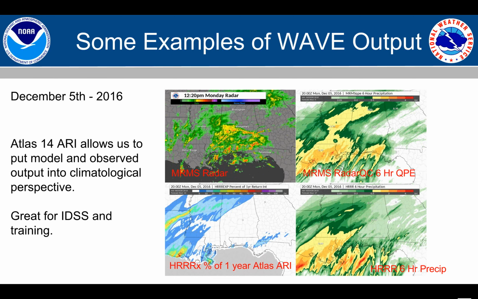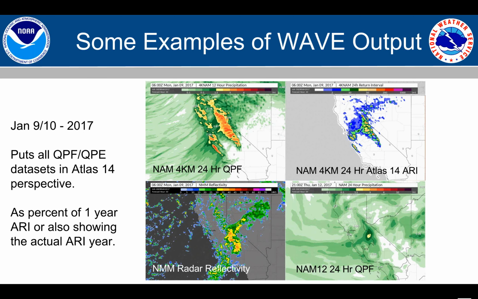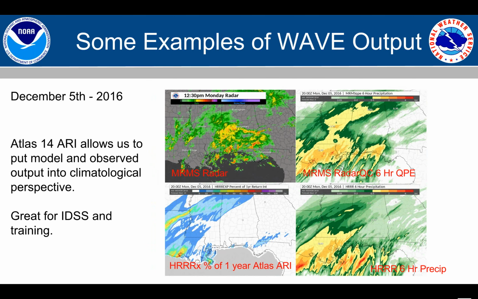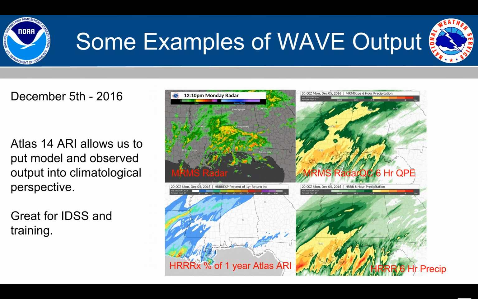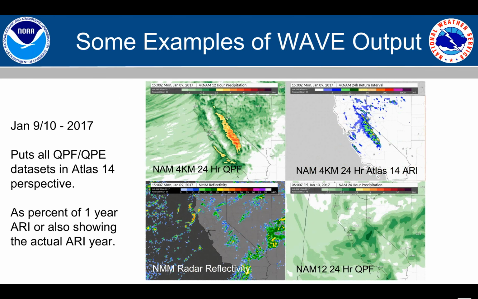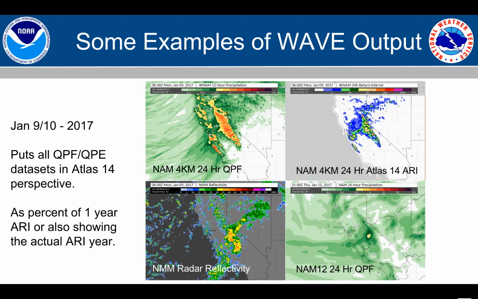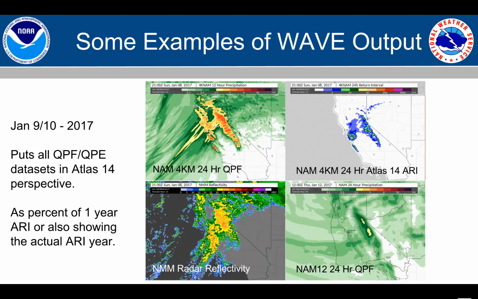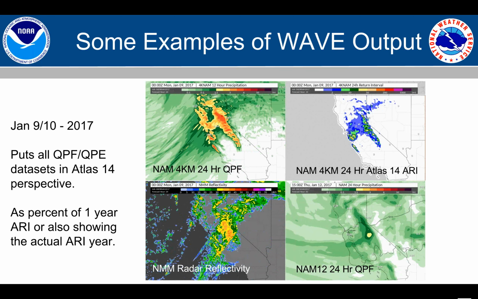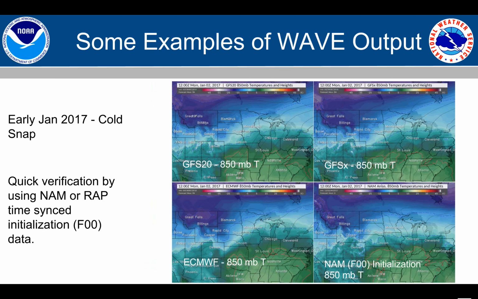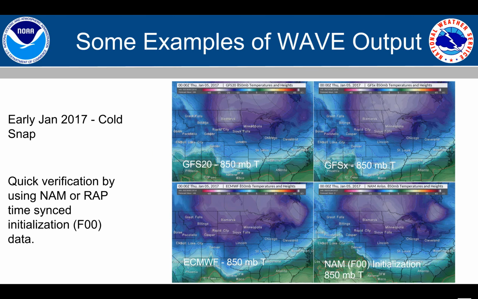So on that screen, we were putting it as a percentage of a 1-year ARI in the bottom left. In this one, the other way you can view it in WAVE is it actually plots the return interval itself. So it will plot it out if it's a 5-year, 10-year, 15-year, 20-year. Here's an example. This is a pretty nifty thing that we built into it.